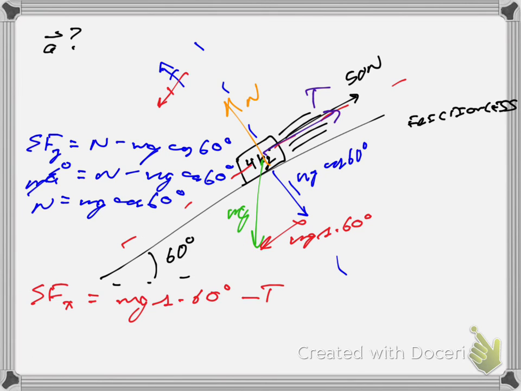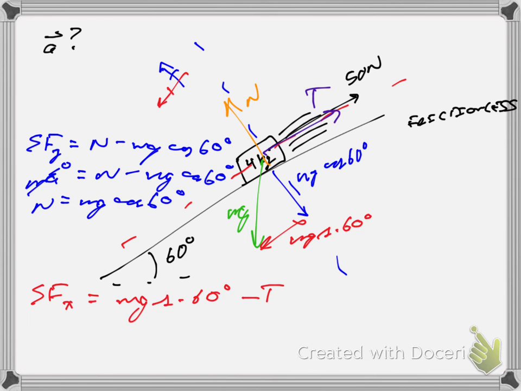I turn my attention to the x direction. Notice this time x is different. The sum of all forces in the x direction this time is not just mg sine 60. There's also a tension force in the negative direction, in the opposite direction. Now, by the way, I should have said this. I assumed the acceleration was down the incline. I didn't know for sure. I wasn't positive, and so I just picked one.